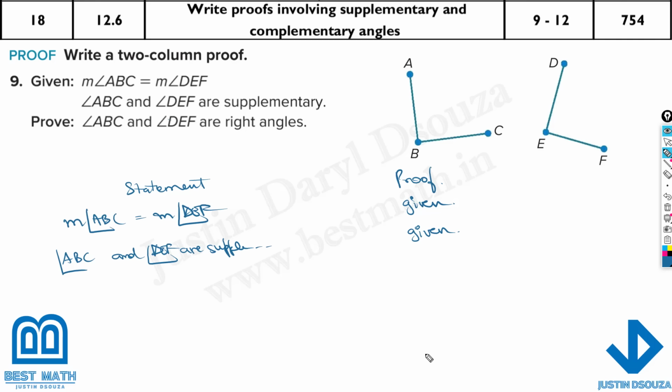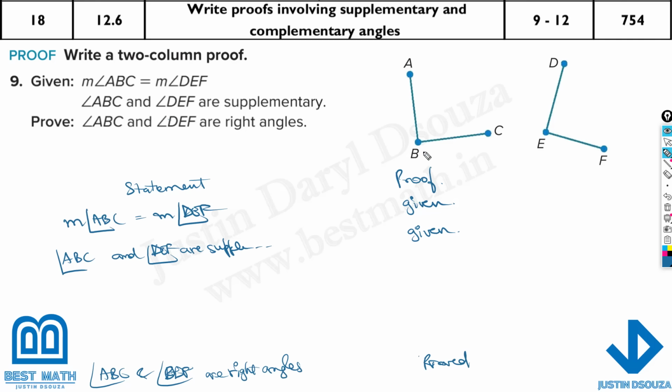And the last statement is going to be this. I'm just going to write that ABC and DEF are right angles. That is hence proved. That is fine if you write like this, but there are some important things to write. So these two things are given, and the last one to be proved is also in the question. What is the middle thing?